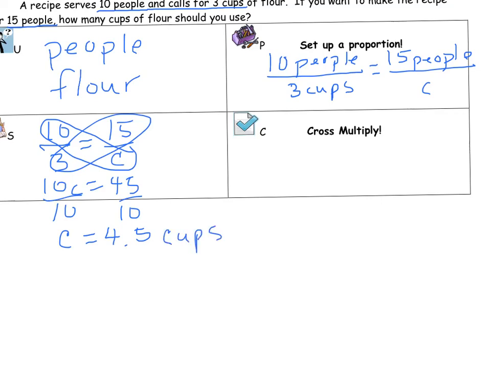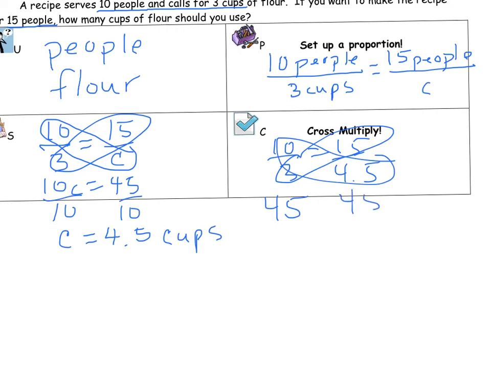So to check, all I'll do is cross multiply. 10 over 3 equals 15 over 4.5. And when I multiply both of those, I get 45. So my cross products are correct and my proportion is correct.